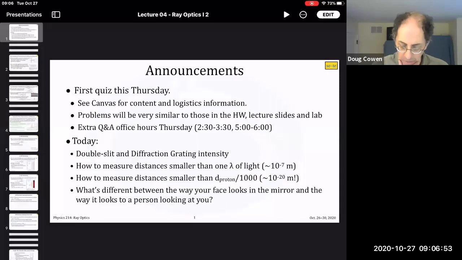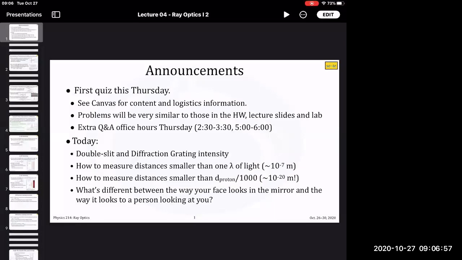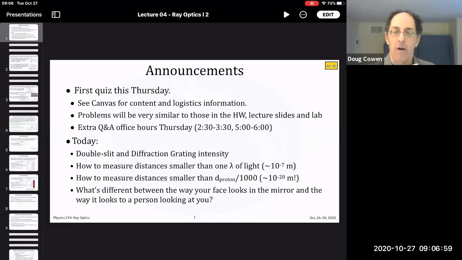Okay, so today we are going to talk about double slit and diffraction grating intensity. We'll talk about how one would measure distances smaller than one wavelength of light, and indeed distances smaller than the diameter of a proton over 1,000, so a very tiny distance, like 10 to the minus 20 meters. And finally, if we have time, we'll talk about what's different between the way your face looks in a mirror and the way it looks to a person who's looking at you.